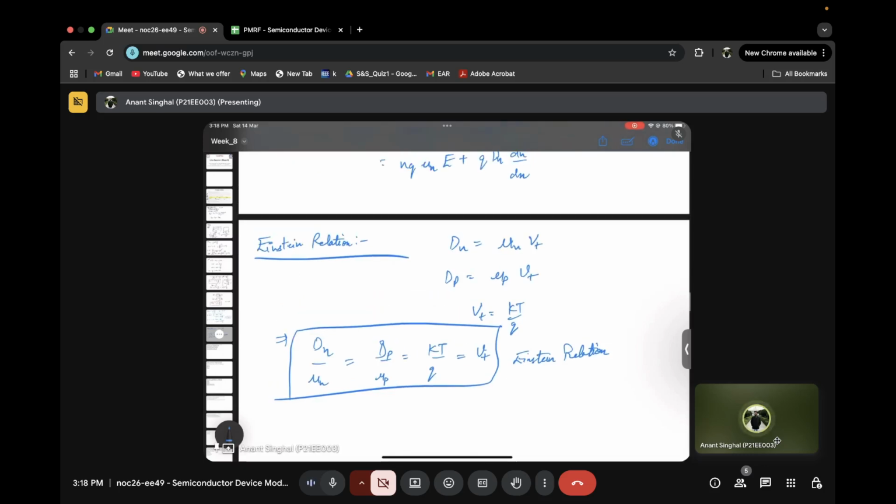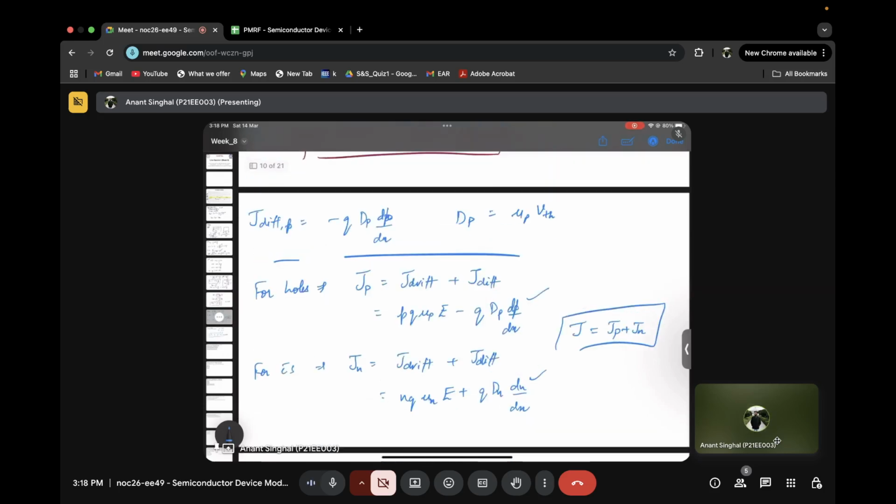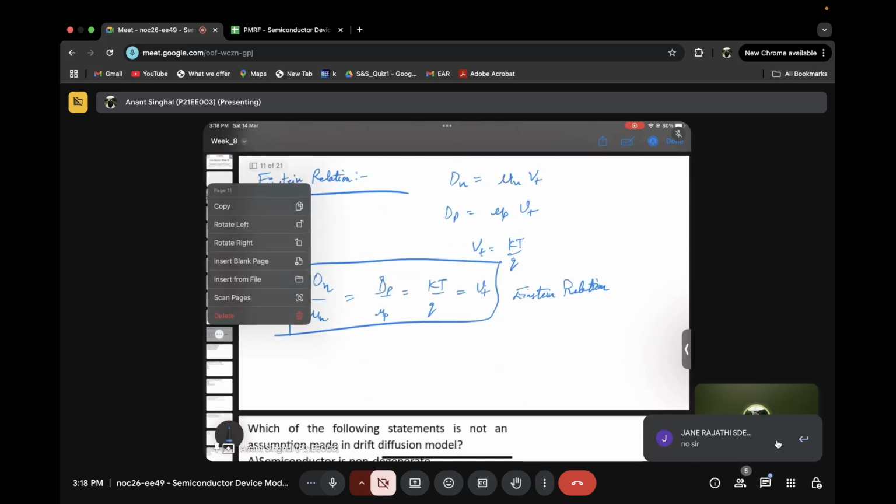Is there any doubt in this? The whole derivation, is there any doubt? How do we get to these components? This is the drift diffusion model that is getting solved in your simulator such as TCAD, etc. These differential equations are getting solved. Is there any doubt? Okay. Let's try to have a problem then.